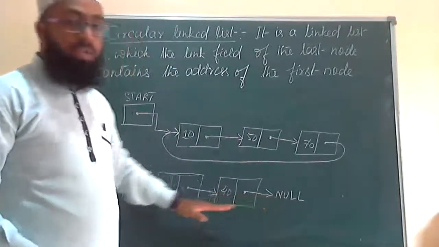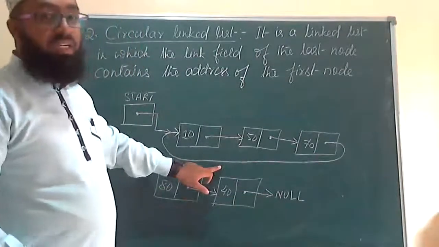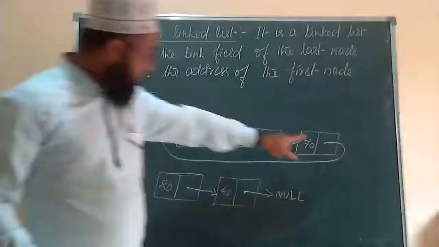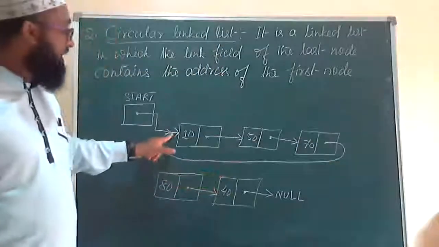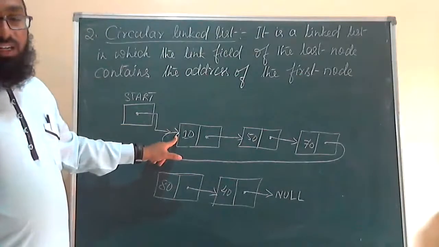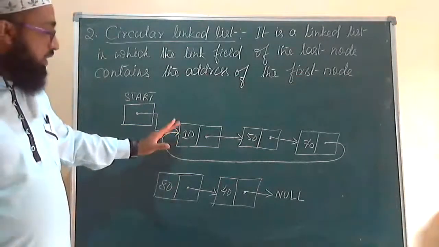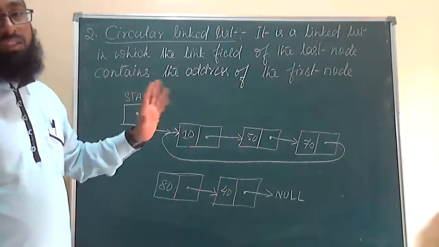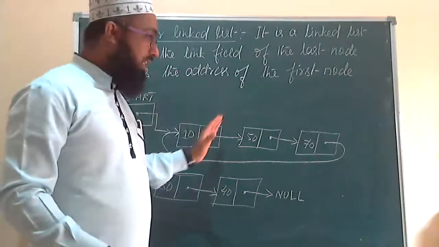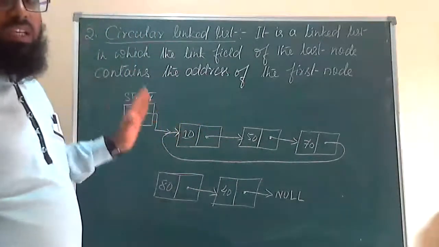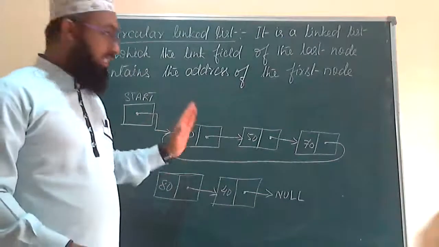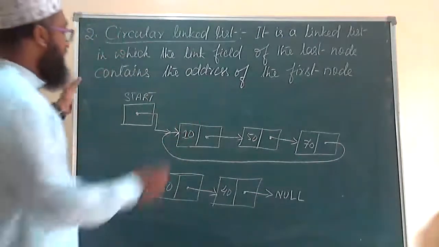To overcome this problem, circular linked list will be used, because the last node again contains the address of the first node. So here there is no null pointer. For this we will use a circular linked list. And one more condition is here.